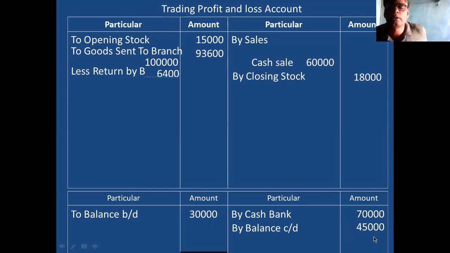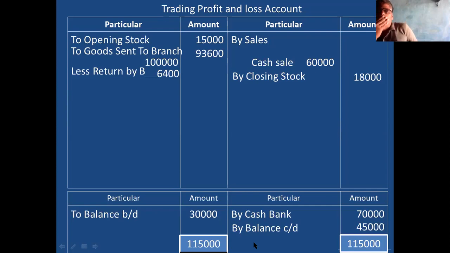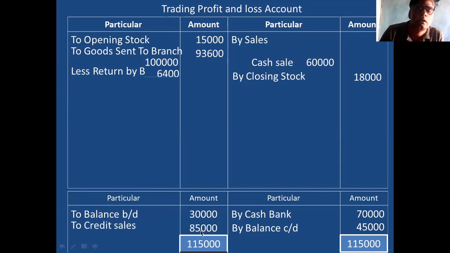You take the total. Total is 1,15,000. Then difference. What is the difference? 85,000. 85,000 is called credit sale. You take the credit sale in the table. 85,000 plus 60,000 is 1,45,000. Okay.